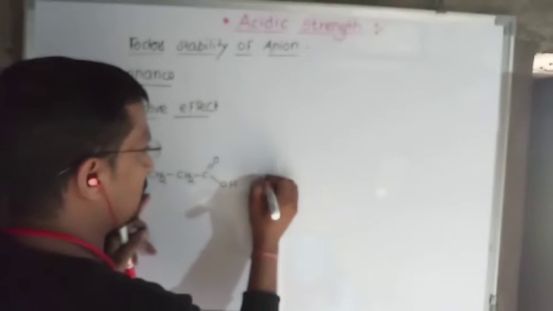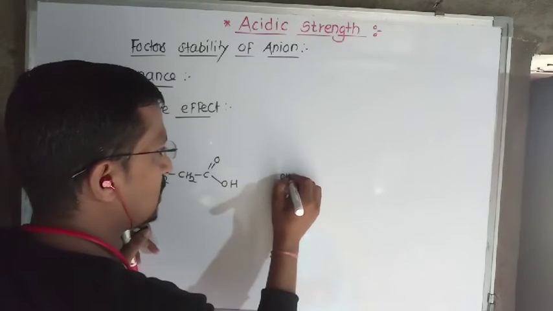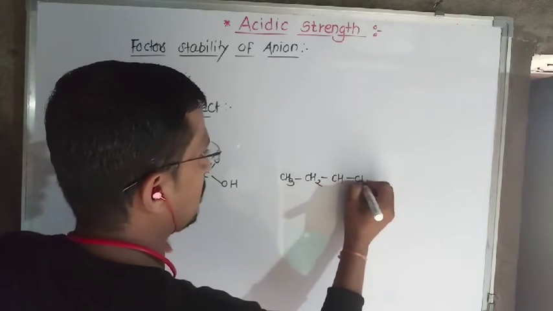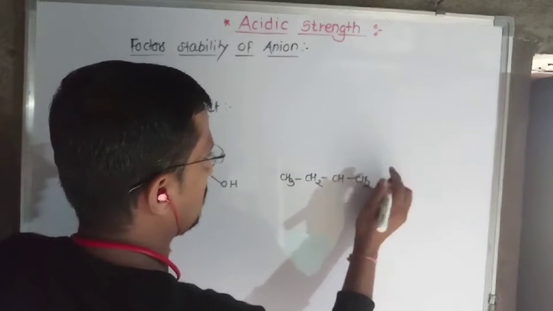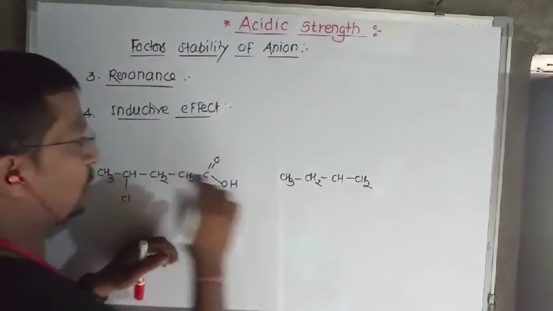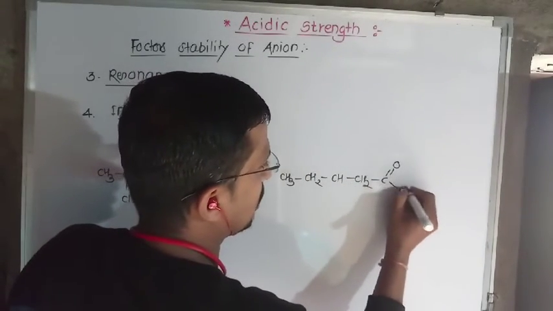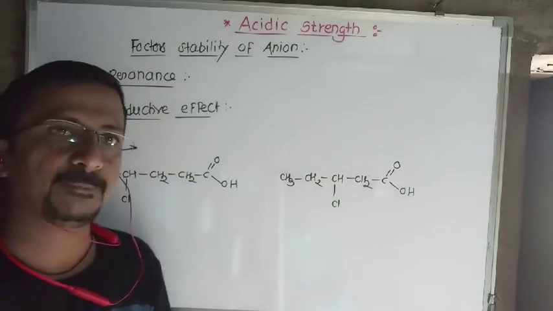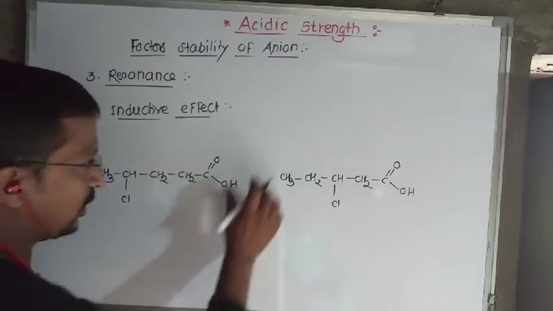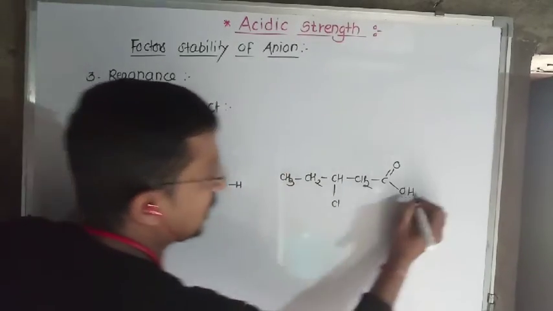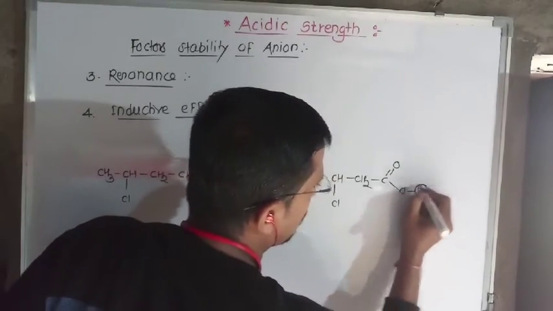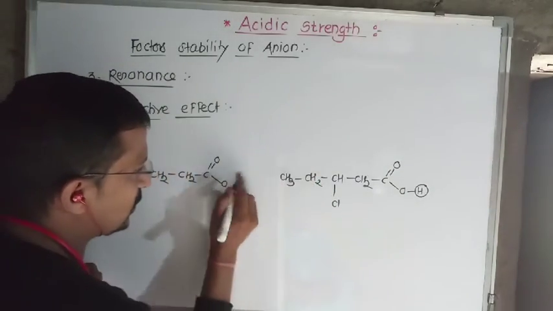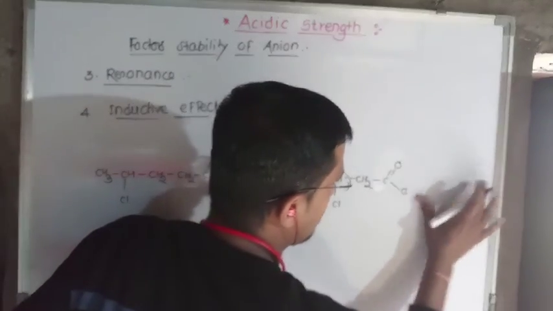One more point, that is one example, suppose CH3 CH2 CH CH2, 1 2 3 4, 1 2 3 4, C double bond OH, and here suppose chlorine, here suppose chlorine. Now in these two, which one is more acidic? So acidic proton means this hydrogen and here this hydrogen, these are two acidic protons. He acidic proton release kele tar hya oxygen varti minus charge yenar, hya oxygen varti suddha minus charge yenar.